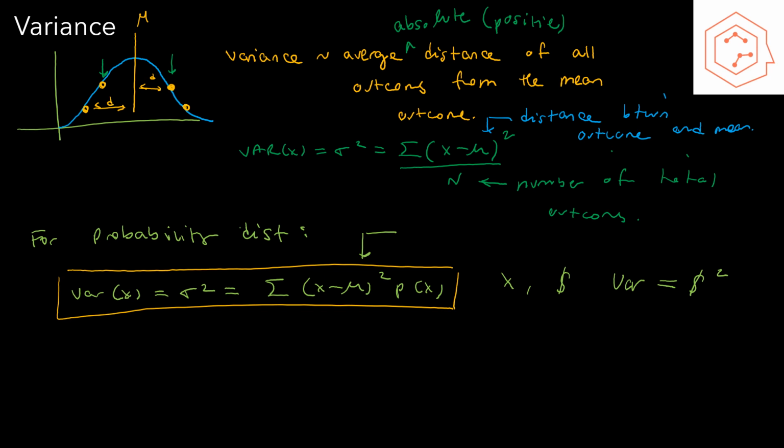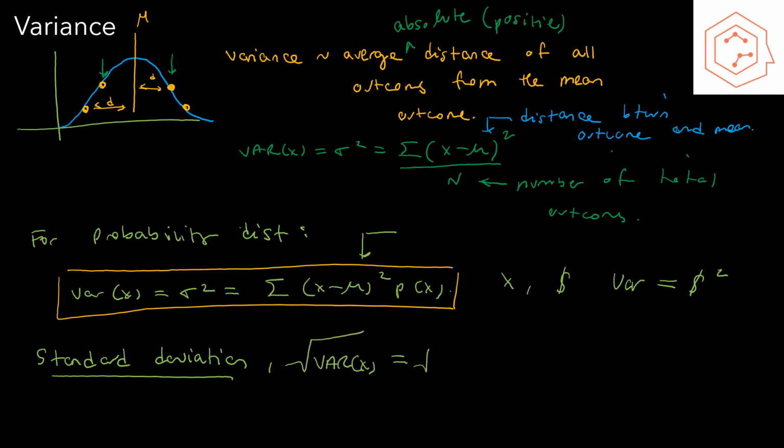So what we introduce is a new unit called the standard deviation. And the standard deviation simply square roots the variance. So it's equal to the square root of the variance. So that's the square root of sigma squared, so it's simply equal to sigma. Or another way you can write it is sigma is equal to the square root of the sum of x minus mu squared times p of x.